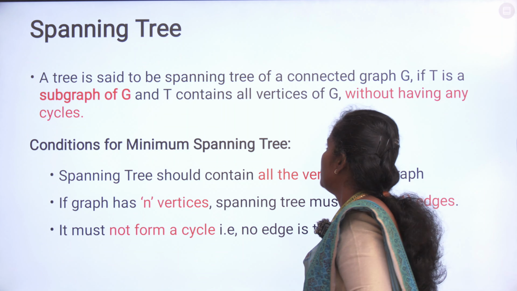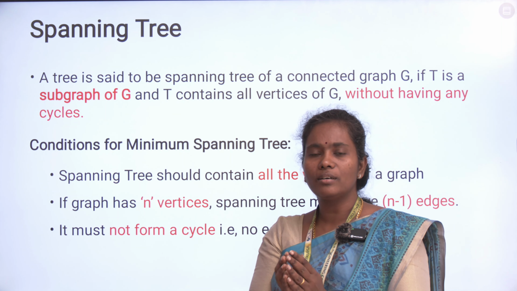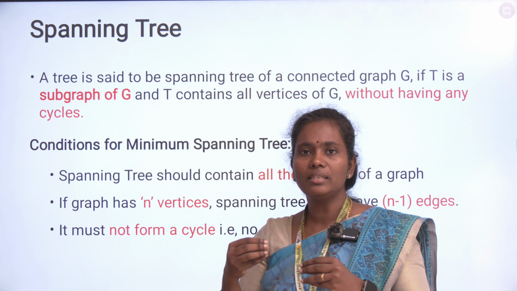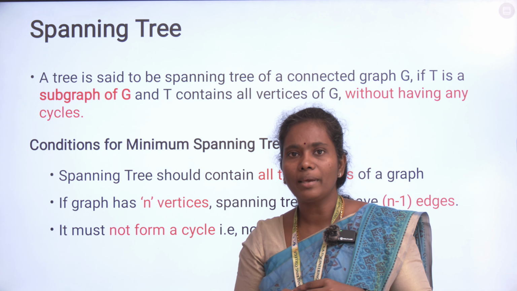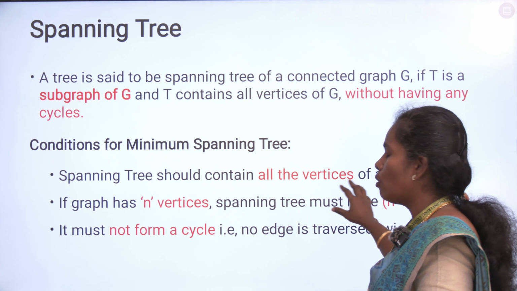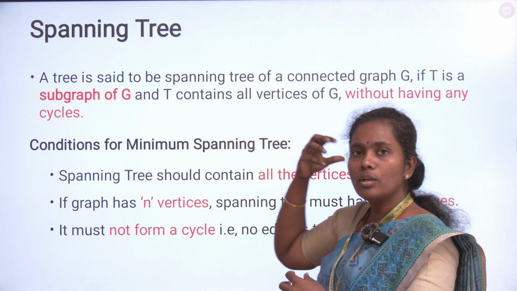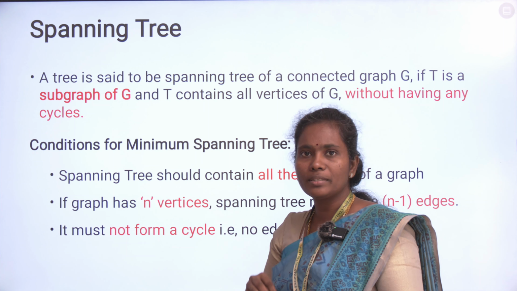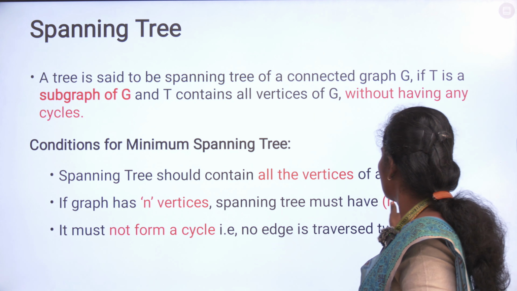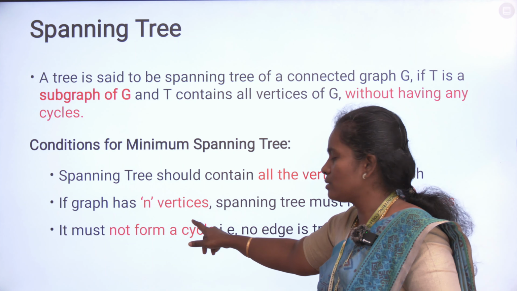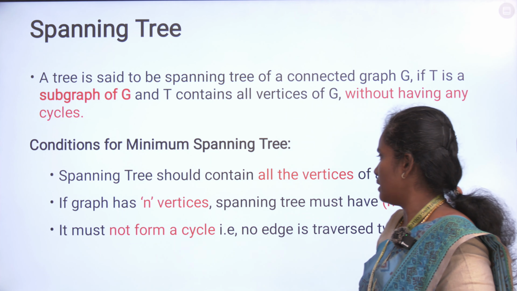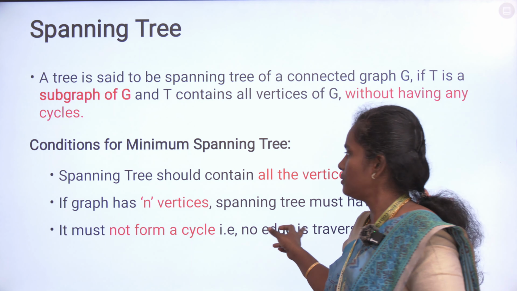Let's see what is a spanning tree. A spanning tree is a tree that is a subgraph of the graph. From the graph, we get a subgraph which is a tree, and it should not form any cycle. In the spanning tree, we have a few conditions. One, the tree should contain all the vertices of the graph. That is, whatever vertices are present in the graph should be present in the tree. Also, based on the number of vertices, it should contain the edges: if it has n vertices, it should contain n minus 1 edges. Next, it should not form a cycle, that is, no edges traverse twice.